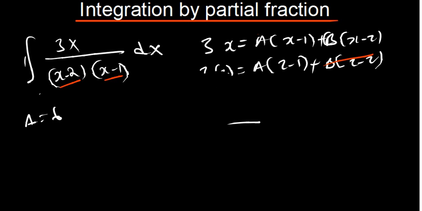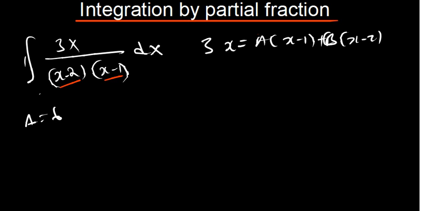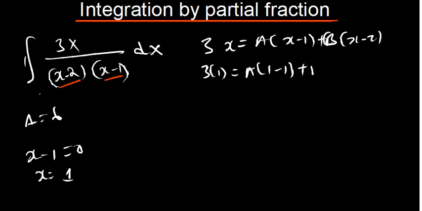Then what we have remaining is x minus 1. So that x minus 1, we set equal to 0. So it's going to be x is equal to 1. So I'm going to replace where there's x with 1 for me to find the value of b. So I'm going to have 3 times 1. It's going to be equal to, what is my value of a? My a is 6, x is 1, so 1 minus 1 plus b, then I have 1 minus 2.